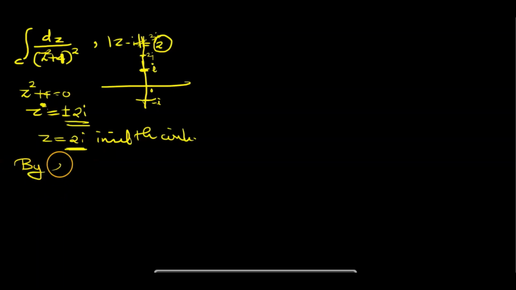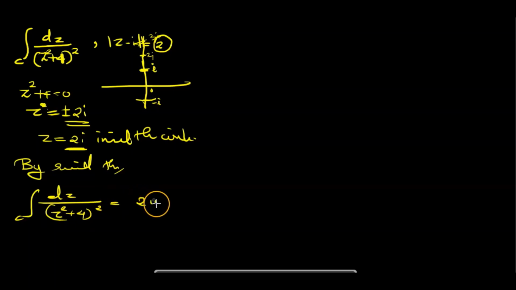Now by residue theorem, the integral over C of dz divided by (z² + 4) whole square is equal to 2πi into the residue at the singularity inside the circle, which is z = 2i. Residue at z = 2i of f(z).